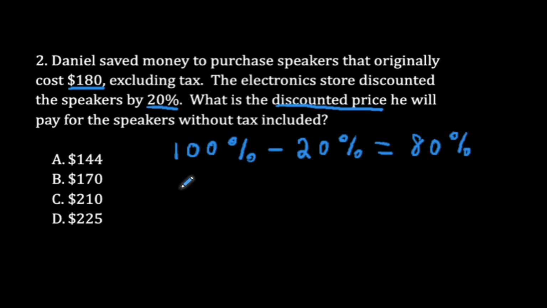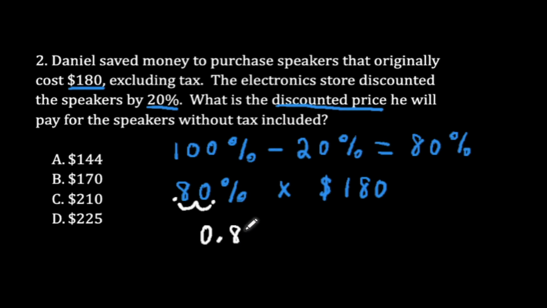So that means we could take this 80% and multiply it by the cost of $180, which is the full price without the discount. Since we are multiplying 80% by $180, we can't just simply multiply like this. This percent has to be turned into a decimal. We do that by moving the unwritten decimal point 2 places over to the left, and so that's 0.8 times $180.